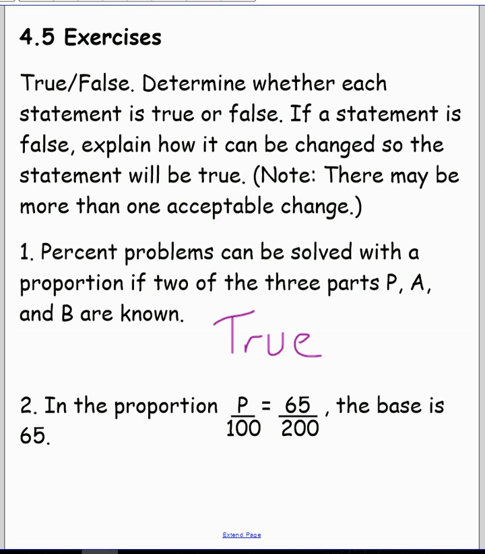Number 2, in the proportion P over 100 equals 65 over 200, the base is 65. Well, the B base, B bottom, is not 65, it's 200. And so let's fix that. So it's true now, but it was false.